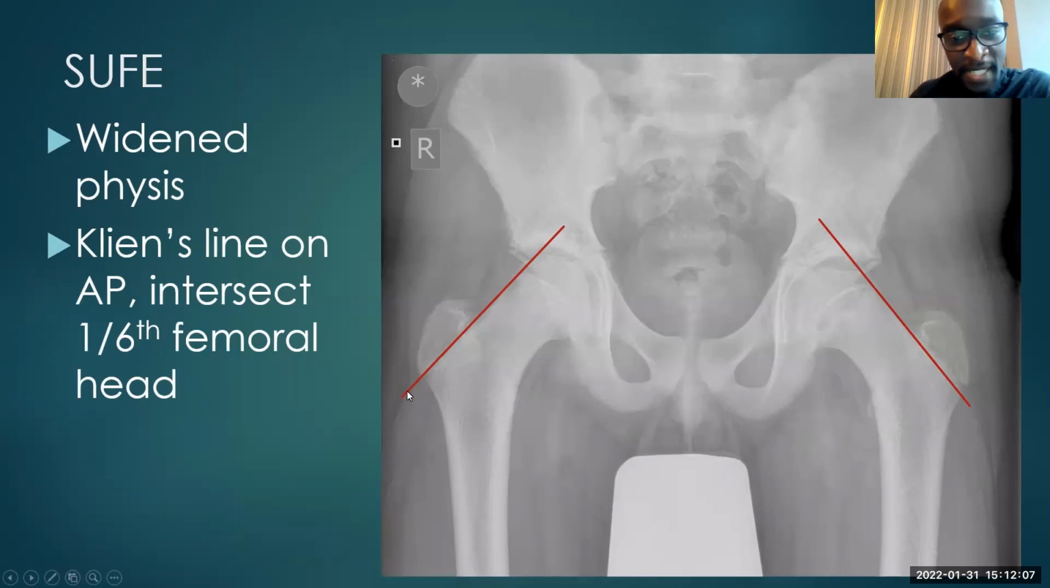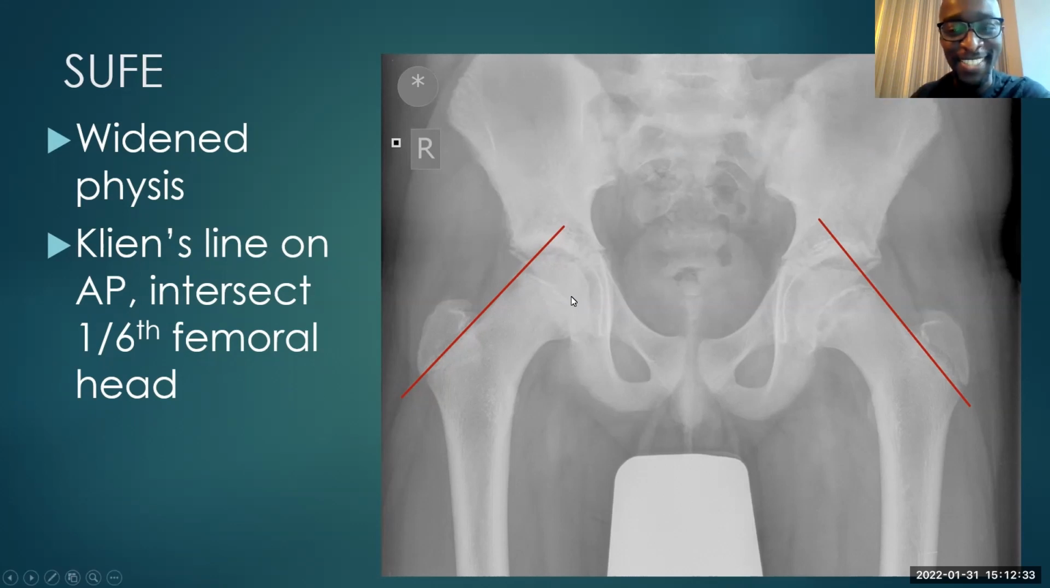So this thing here is something called Klein's line. The spelling is just here. And this is a line that you want to draw along the superior margin of the femoral neck. That's what we've just done here. And if it's a normal study, you want the line to go through the lateral sixth of the femoral head.